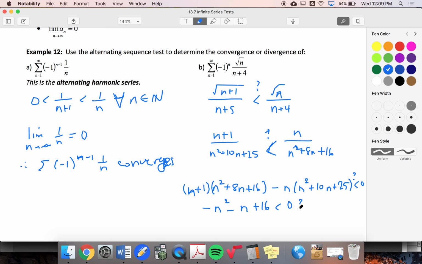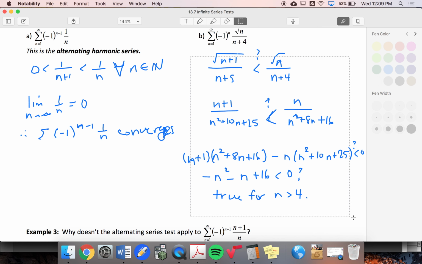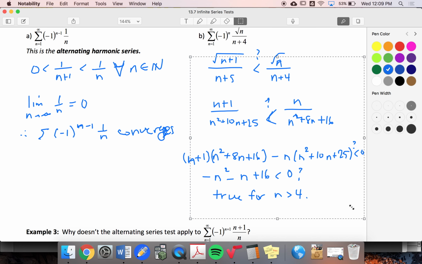So now I'm definitely going to use my calculator. I could think about completing the square, figuring out where the vertex is, but I can also just put it in my calculator and see that this is true for all n that are greater than 4. So my alternating series test only works when a_(n+1) is less than a_n. So I've shown that a_(n+1) is less than a_n only when n is greater than 4.